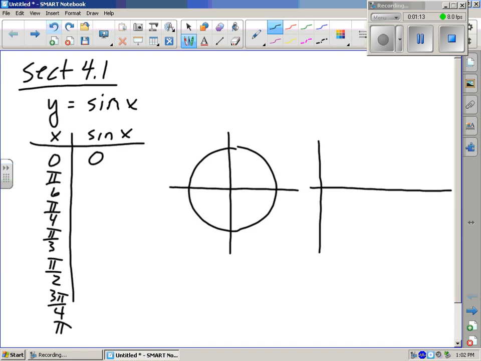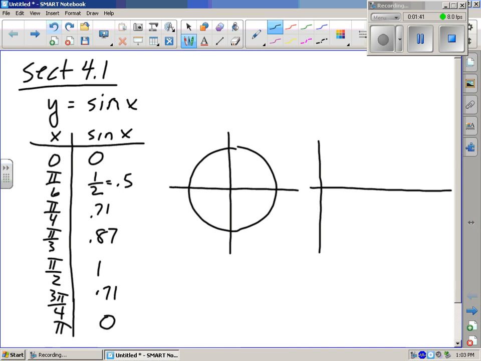So sine of 0 is 0. Sine of pi over 6 is 1/2, but I'm going to write it as 0.5. Pi over 4 is root 2 over 2, which is 0.71. Pi over 3 is root 3 over 2, which is 0.87. Pi over 2 is just 1. 3 pi over 4 is another 45, so that's 0.71, just like the other one was above. And then pi is just 0.